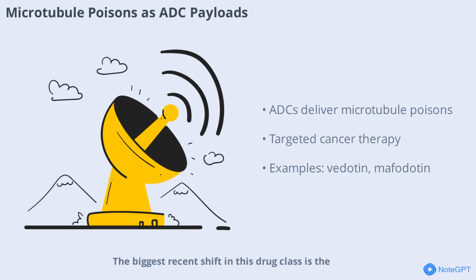The biggest recent shift in this drug class is the use of microtubule poisons as payloads in antibody-drug conjugates, ADCs. These combine a monoclonal antibody with a potent microtubule disrupting molecule, delivering the drug straight to the tumor cell. Brentuximab targets CD30 in Hodgkin lymphoma, enfortumab targets Nectin-4 in bladder cancer, and polatuzumab targets CD79B in lymphoma. Belantamab mafodotin, targeting BCMA, is approved for relapsed or refractory multiple myeloma. The underlying weapon is the same: poison the microtubule, but now with much greater precision.